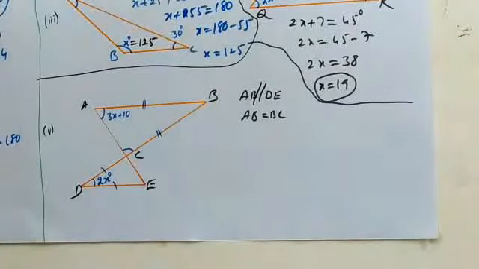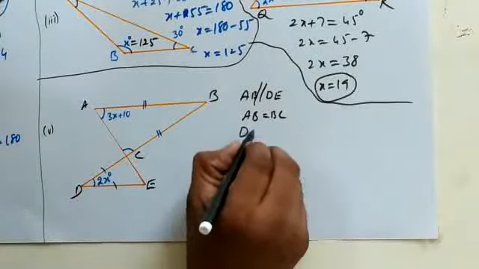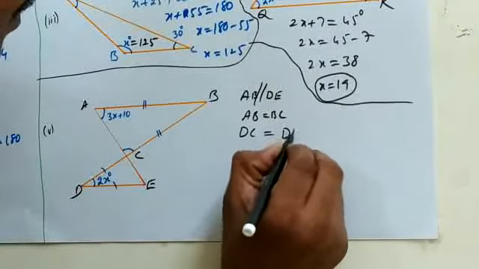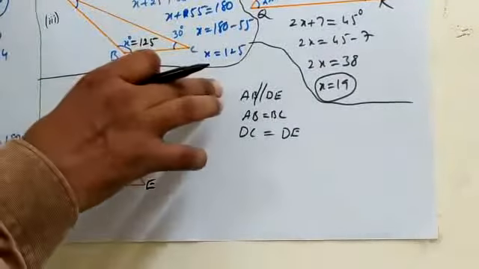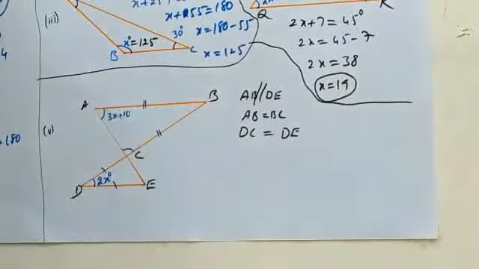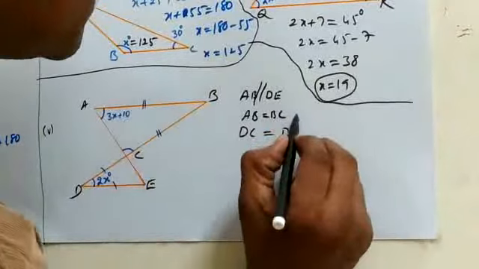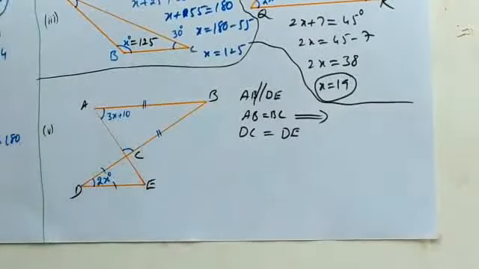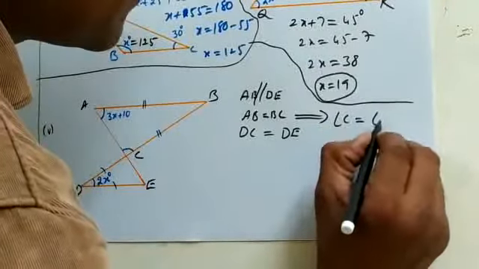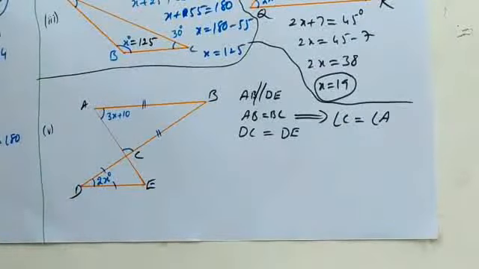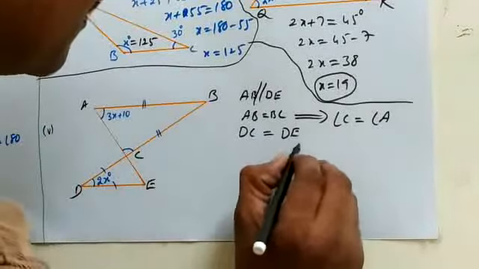At the same time, side DC is equal to DE. Therefore, AB is equal to BC, similarly angle C is equal to angle A. At the same time, DC is equal to DE.